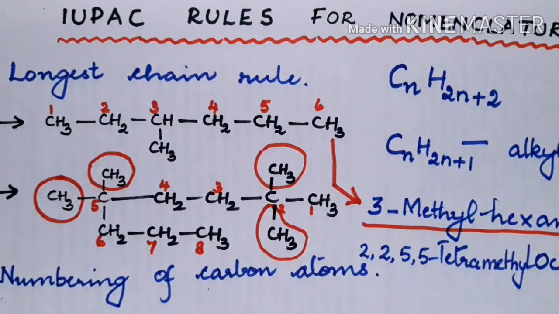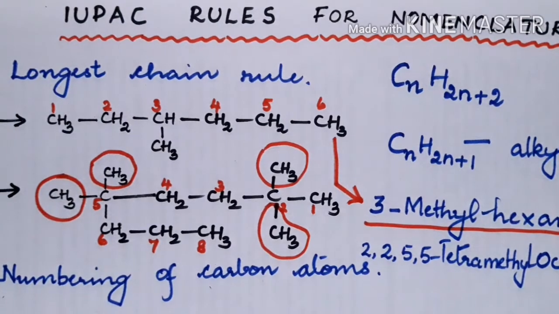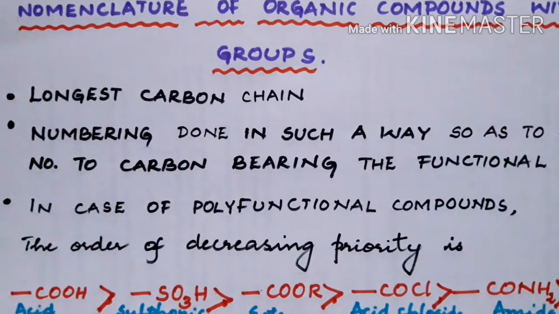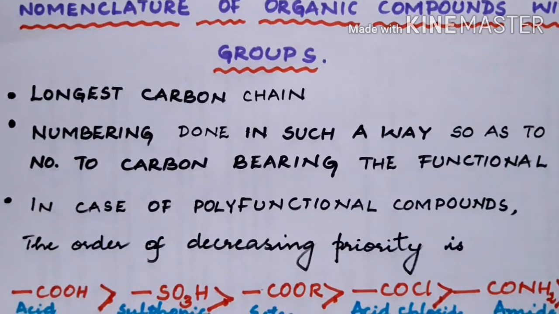Hello students, today we are going to learn more about the nomenclature of organic compounds. Today we'll be seeing the IUPAC nomenclature of organic compounds with functional groups. Functional groups are atoms or groups of atoms which characterize the chemical properties of organic compounds. Now, here we are following the different steps involved in IUPAC naming.